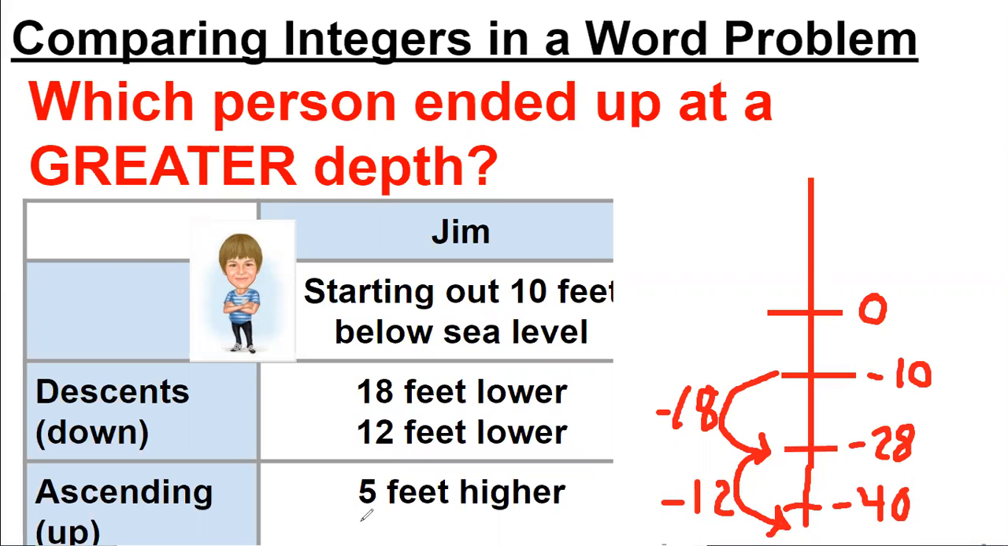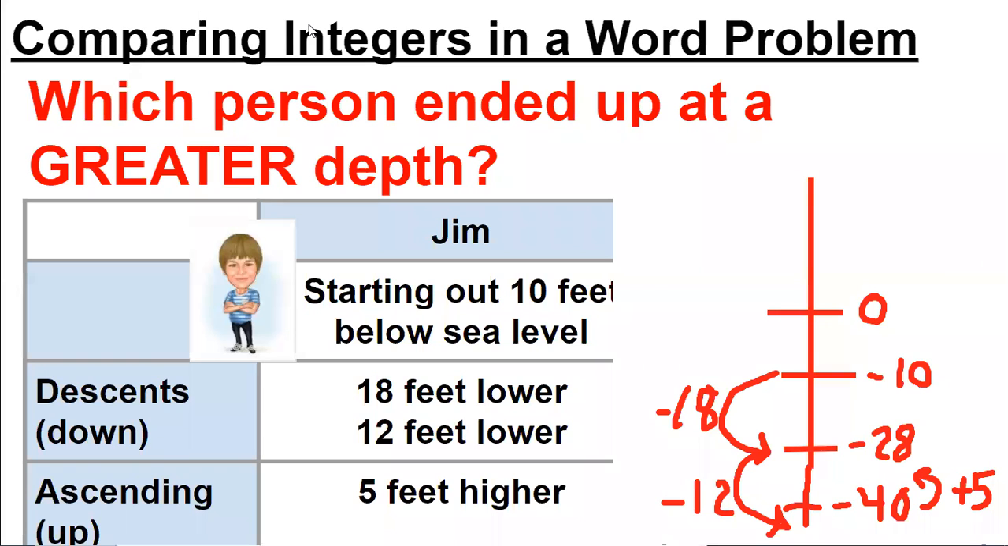And then he's going to go up 5 feet. So now he's going to go 5 feet back up. What is he going to land on if he goes plus 5 in the up direction? What do you think? Did you say negative 35? Then you are correct. Great job.